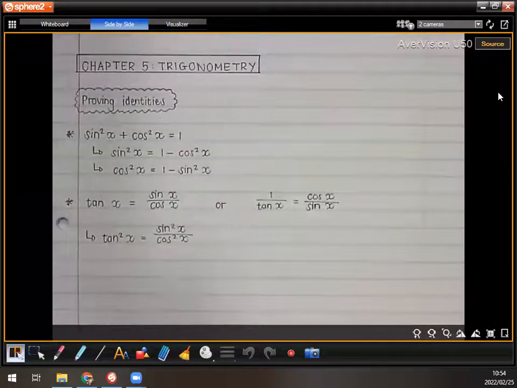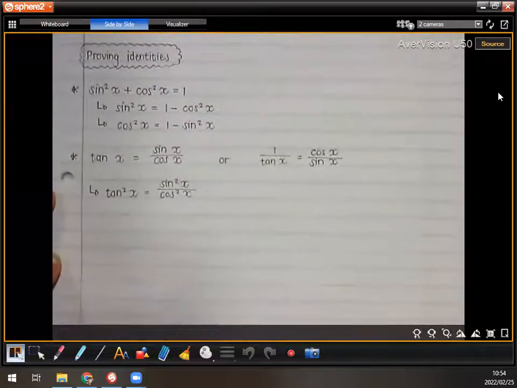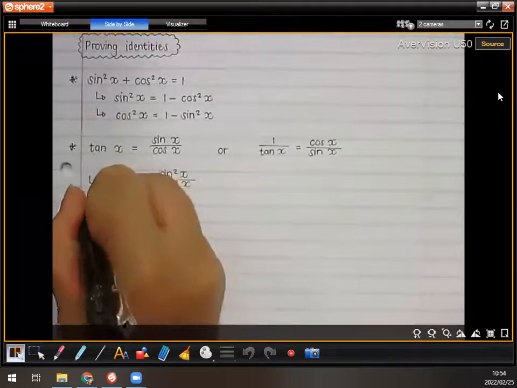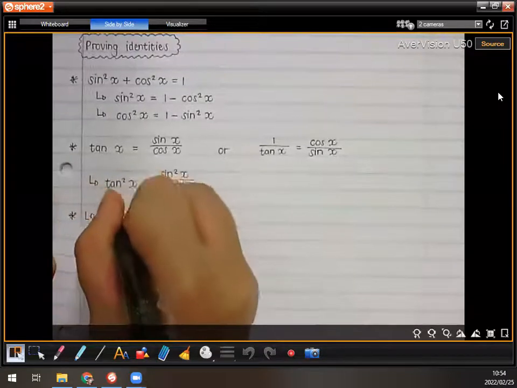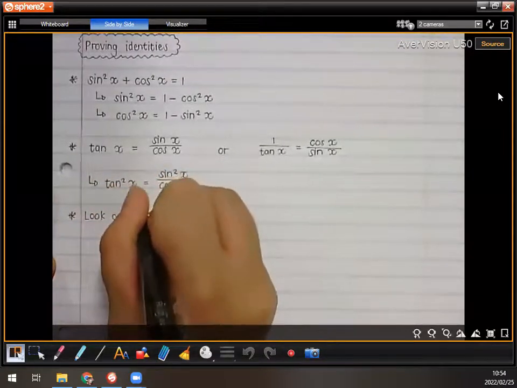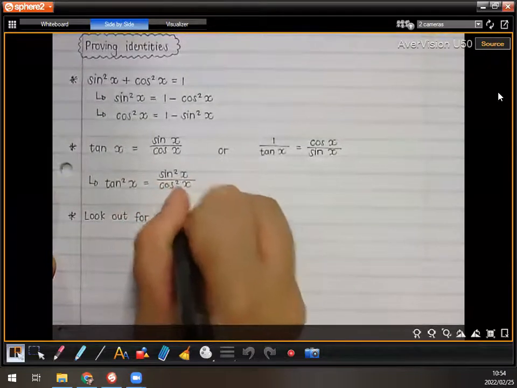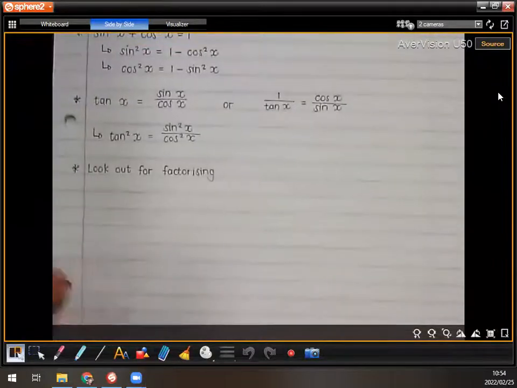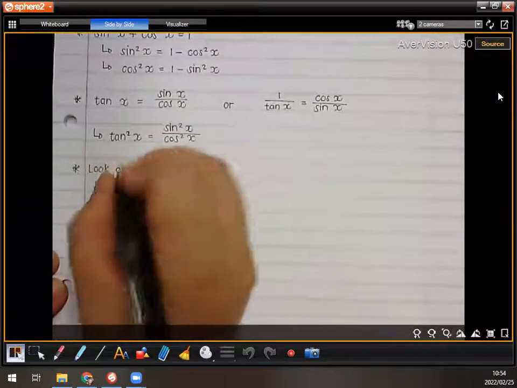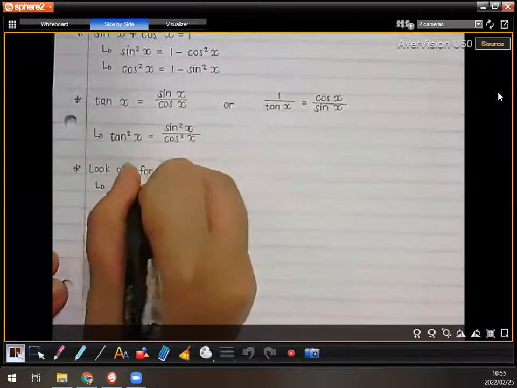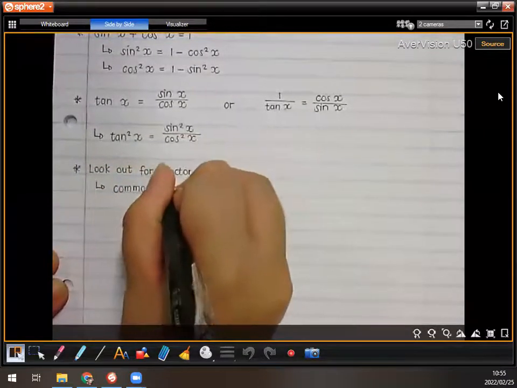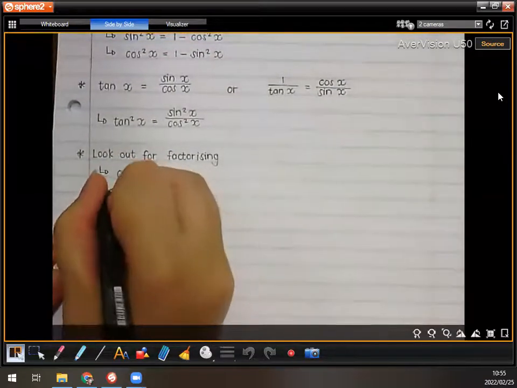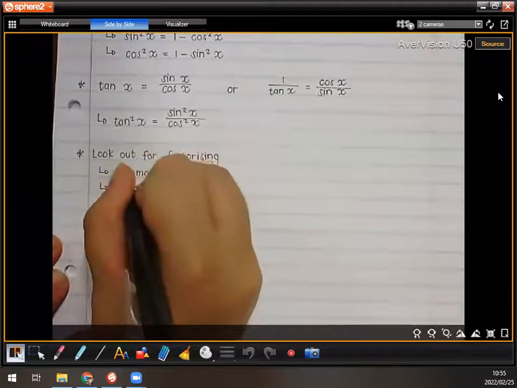Some notes on when you're proving identities. Sorry, I was just looking at what they have here. Things that you need to look out for is factorizing. Often you have to just take out a common factor. But sometimes you actually have a difference of 2 squares.